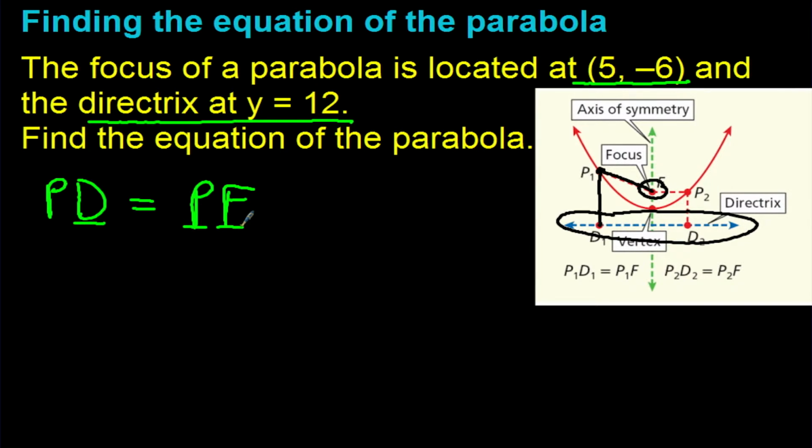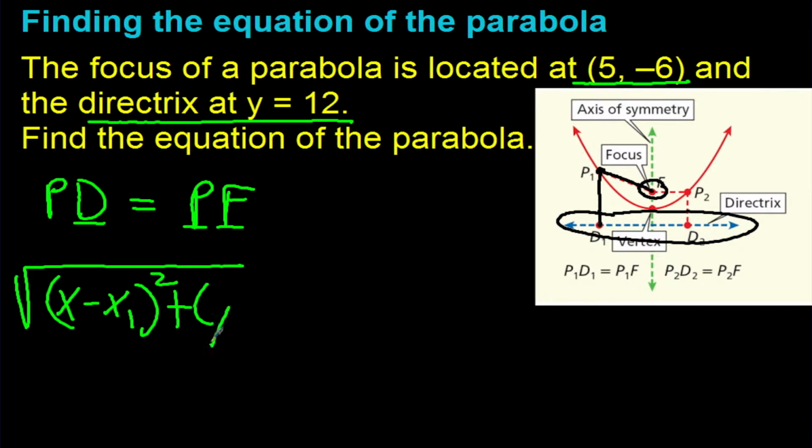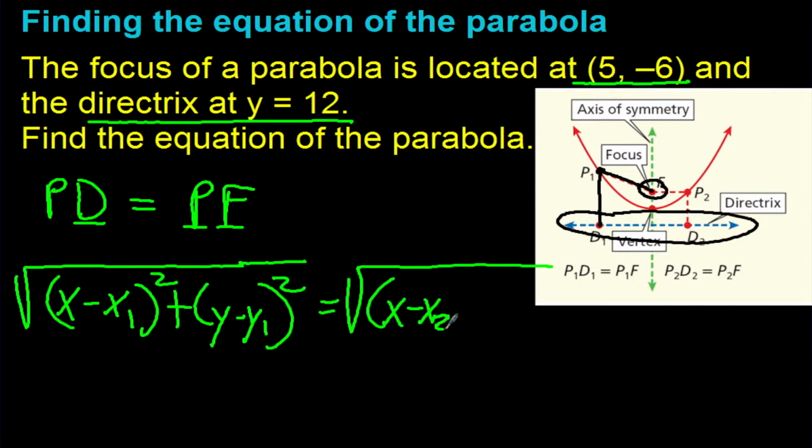And we're going to derive this formula or this equation from the distance formula. So we're going to use the square root of (x minus x sub 1) quantity squared plus (y minus y sub 1) quantity squared is equal to the square root of (x minus x sub 2) quantity squared plus (y minus y sub 2) quantity squared. So we're going to use that distance formula and that relationship to help us derive this particular equation.